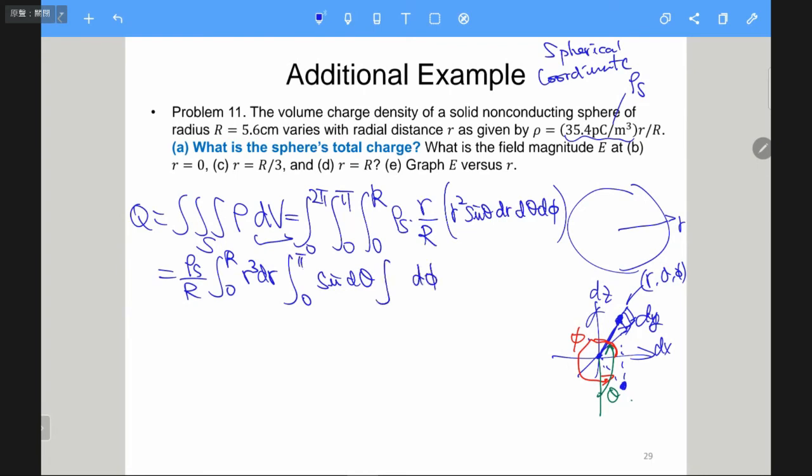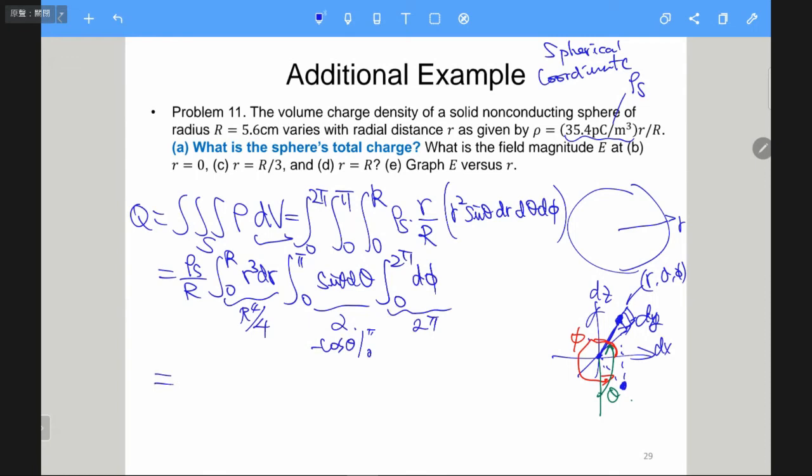Okay, and d phi we just integrate from 0 to 2 pi. So this is easy to calculate, because this is r to the 4th power over 4. This is theta, so this one is nothing but 2, because it is negative cosine of theta evaluated from 0 to pi. Cosine of 0 is 1, cosine pi is negative 1, and if you subtract them, it will be 2. So this is 2 pi.